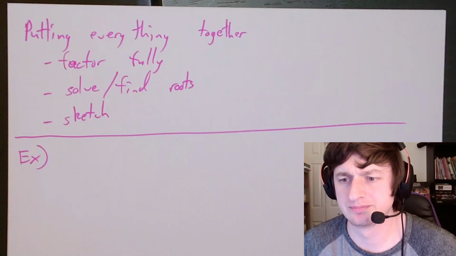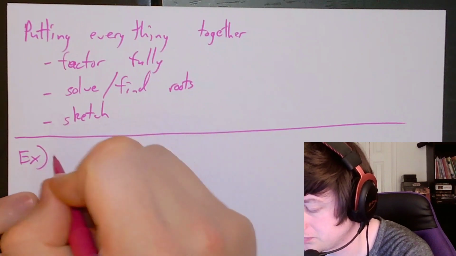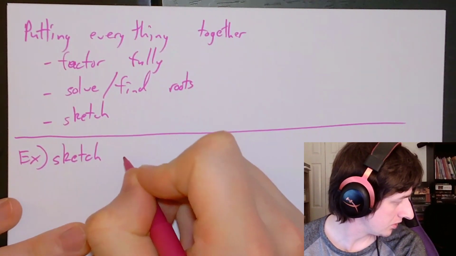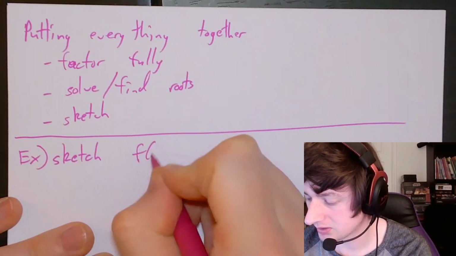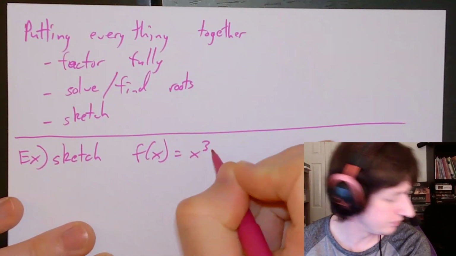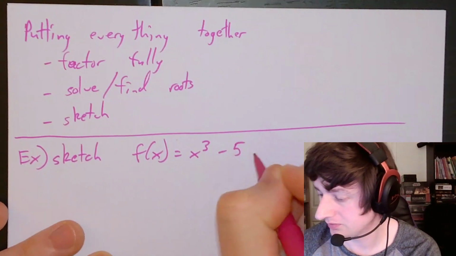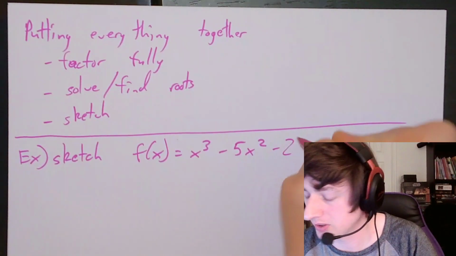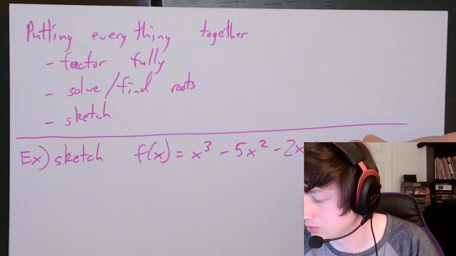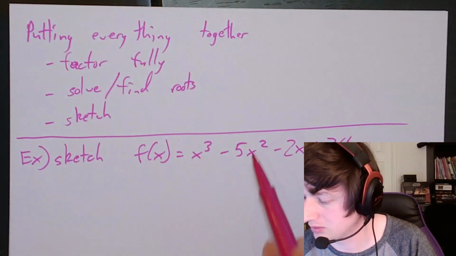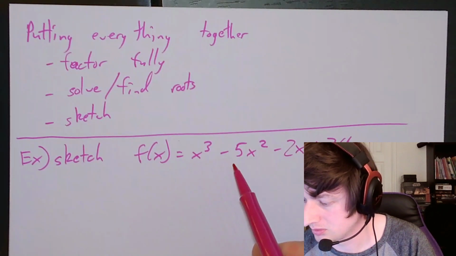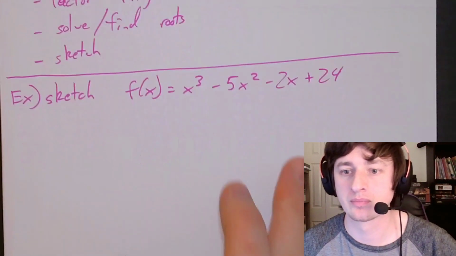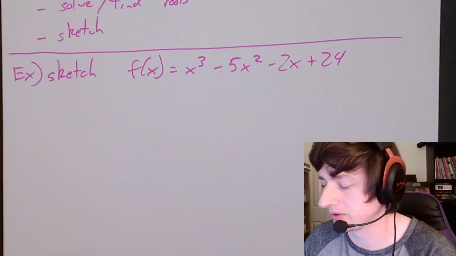We're going to start with an easier one first. Easier. Sketch f of x equals x cubed minus 5x squared minus 2x plus 24. And let me make sure I got all my coefficients correct. Cool. Plus 24 at the end.